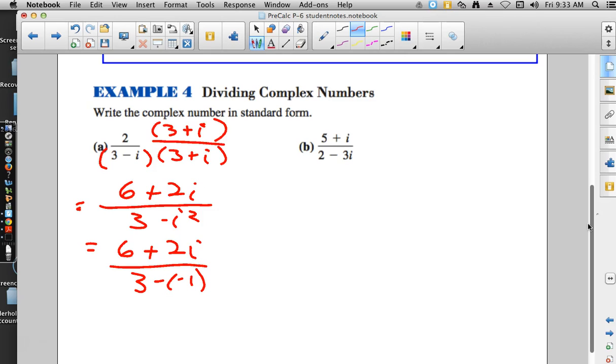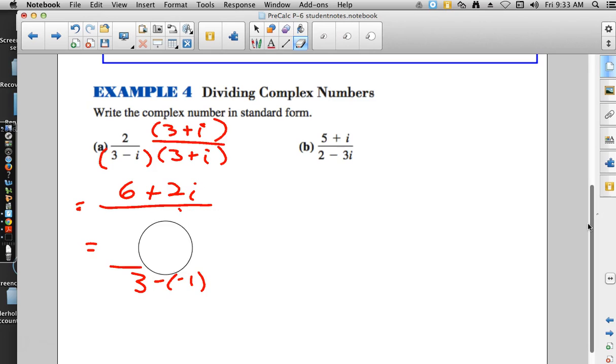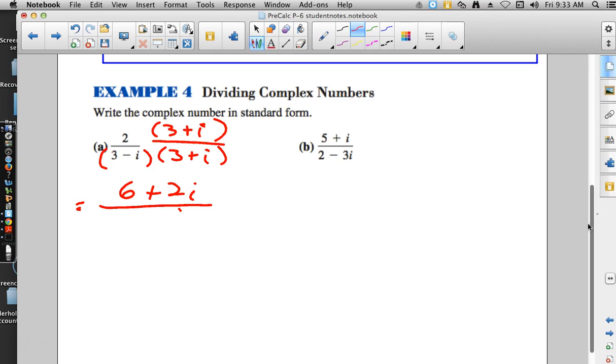Hey, that's going to be 4. Next, 3 times 3. Oh, thank you. I carried on with my little 3s there, thinking about that last number. All right, so 6 plus 2i over 9 minus -1. We can do that. That's 10.